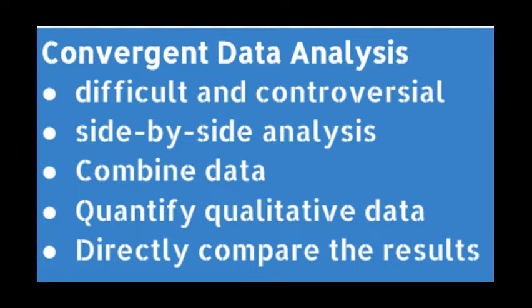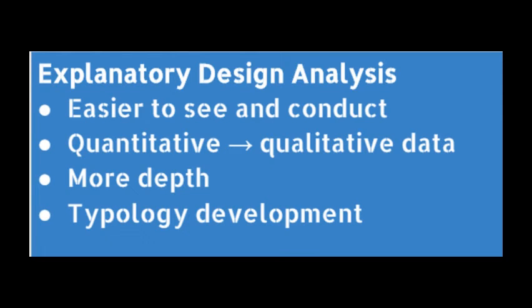Creswell explains that the analysis of an explanatory design is easier to see and conduct than in a convergent design. Researchers might collect quantitative data and look for extreme cases to follow up in a qualitative phase. Another option would be for researchers to seek to understand and explain the results in more depth in a qualitative phase of the study. Another option, used less frequently, would be typology development, through quantitative data collection and the use of this typology as a framework for identifying themes in a qualitative database.